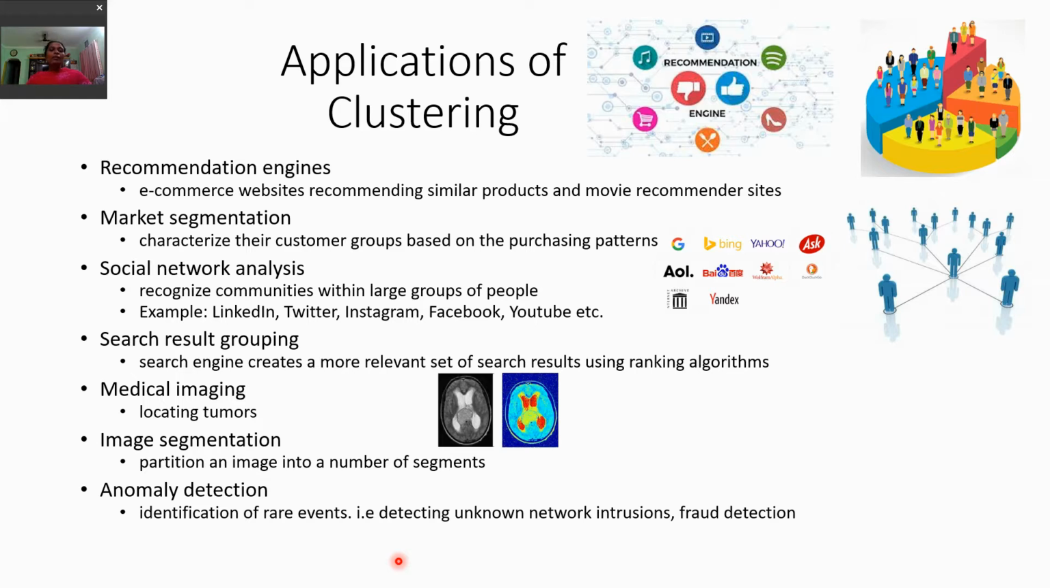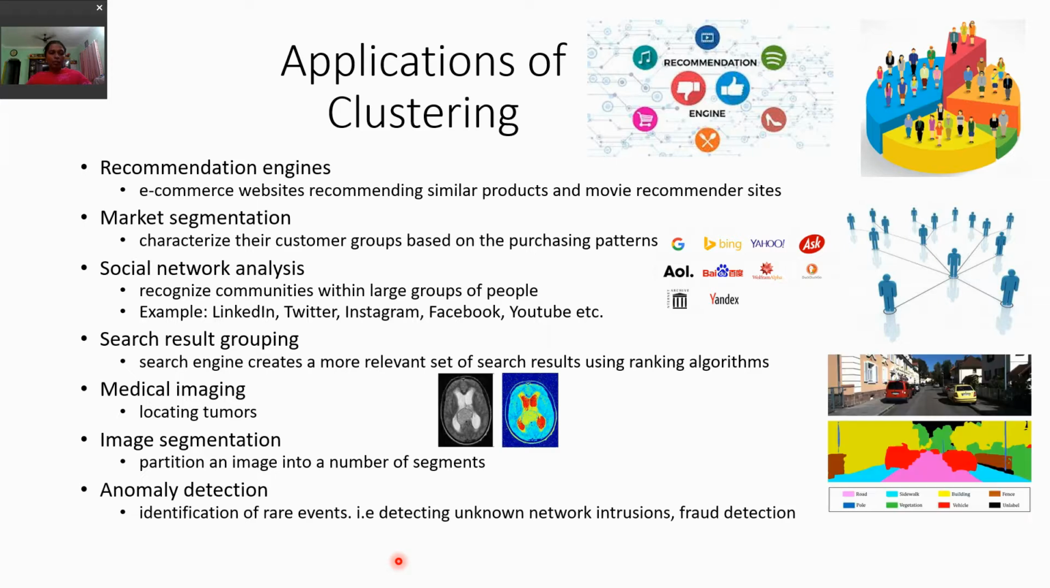The next application is the medical imaging. Here the clustering is used to locate tumors in the medical images. The next application is the image segmentation. Here the image is partitioned into various numbers of segments using a clustering algorithm. So different regions in the image are represented by different color codes based on the similarity available in that region.